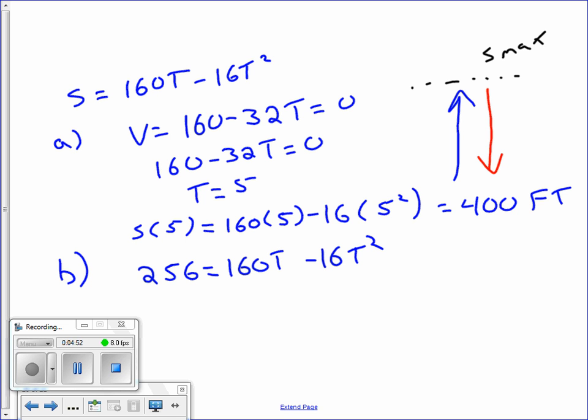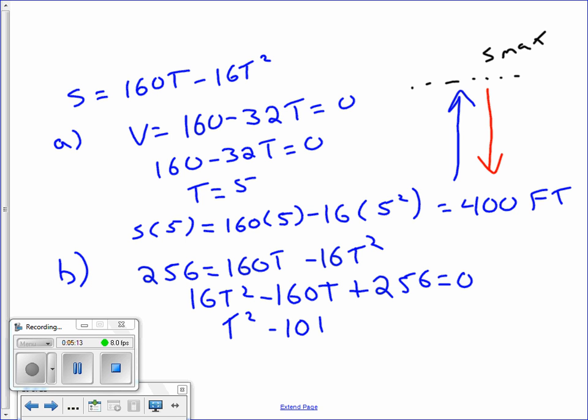Okay, so what do I have here? I'm going to get everything on one side. It's quadratic. 16t squared minus 160t plus 256 equals 0. You've got a greatest common factor, please. Yeah, pull out a 16. t squared minus 10t plus 16. 256 divided by 16 is 16. And then you factor: t minus 2 and t minus 8.